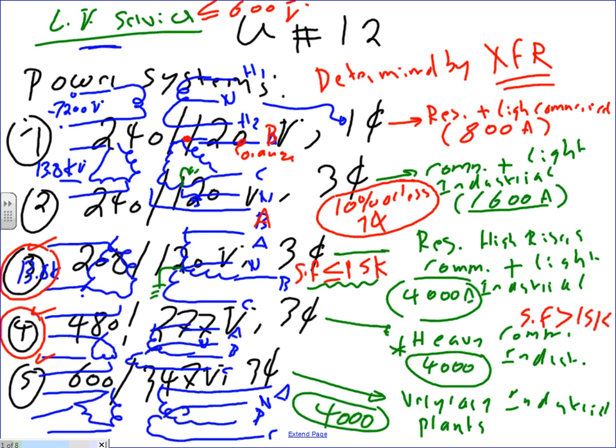This system, though we use it here, takes a primary of 13.8, 13,800 volts on the primary. On the secondary side, it's 600/347. High voltage in the secondary. So where would you use system number 5? System number 5 is not commonly used, but it's for very heavy industrial plants. You can run them at 600 volts.